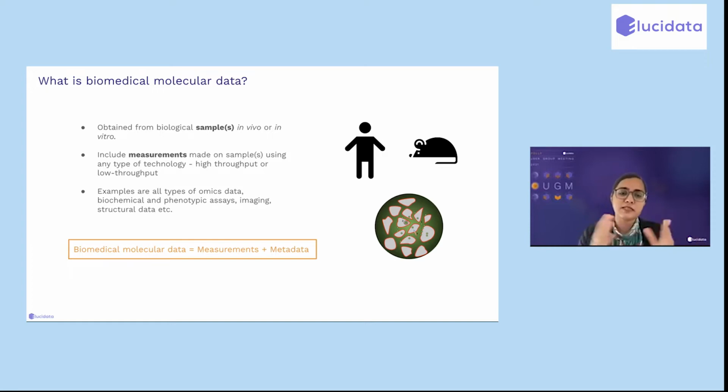So for the purpose of our discussion today, biomedical molecular data will mean anything that has some measurements made on biological samples and some information about those samples, which is what we typically refer to as metadata in an experiment like this.